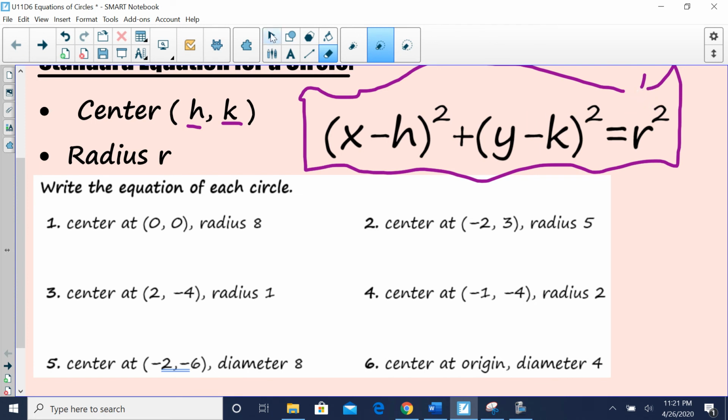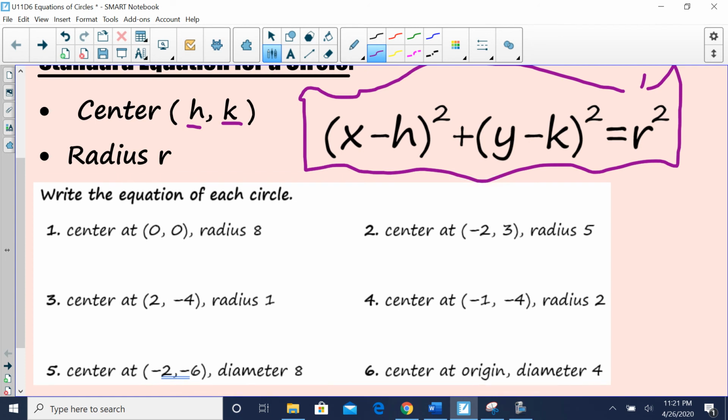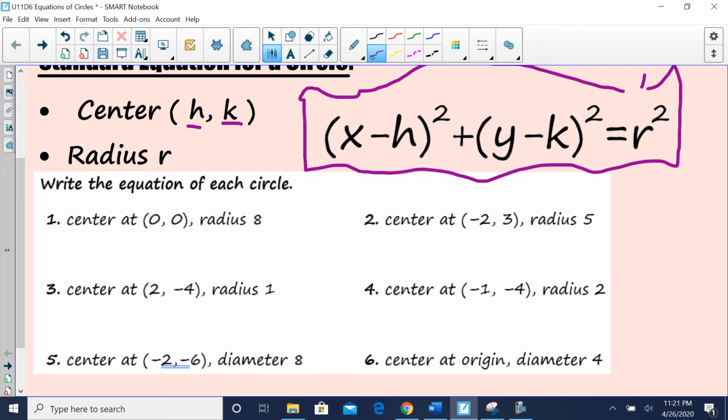Okay. So they're going to first give us the pieces. It says the center's at 0, 0, and they want us to have a radius of 8. Well, remember this is my h right here and my k. So I just plug them into that equation. x minus 0 quantity squared plus y minus 0 quantity squared is equal to my radius squared, so 8 squared. Now, I can really simplify this.